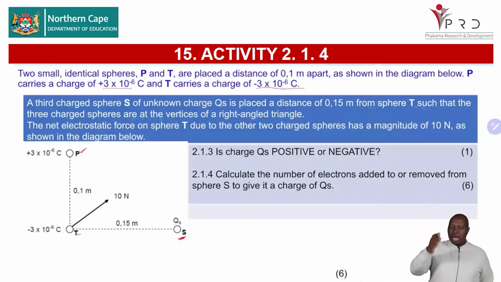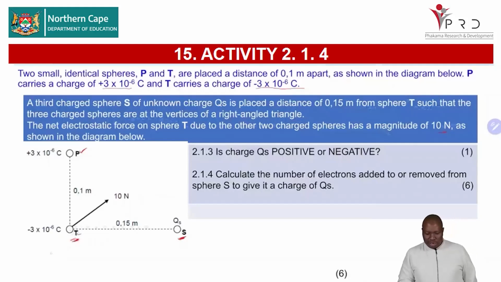So we are having our two dimensions there. The net electrostatic force on sphere T due to the other two charged spheres has a magnitude of 10 newtons. So F net that T experiences is 10 newtons, as indicated. That is our resultant. Now, is the charge QS positive or negative? You can see definitely that we are going to have a positive one in terms of our charge QS.